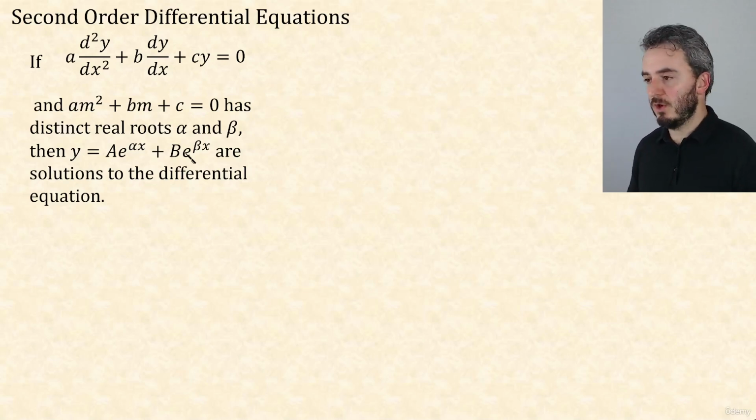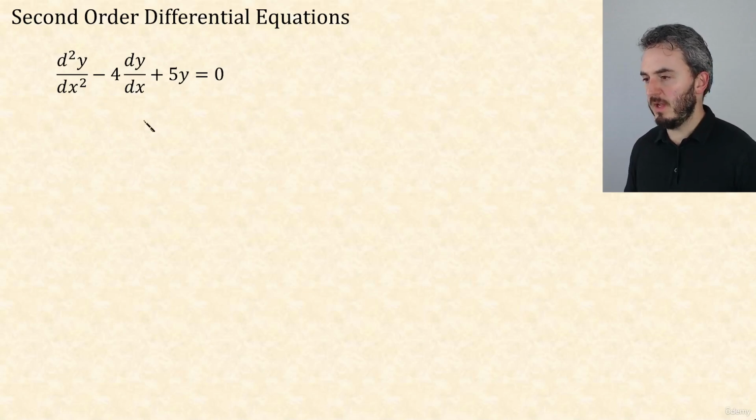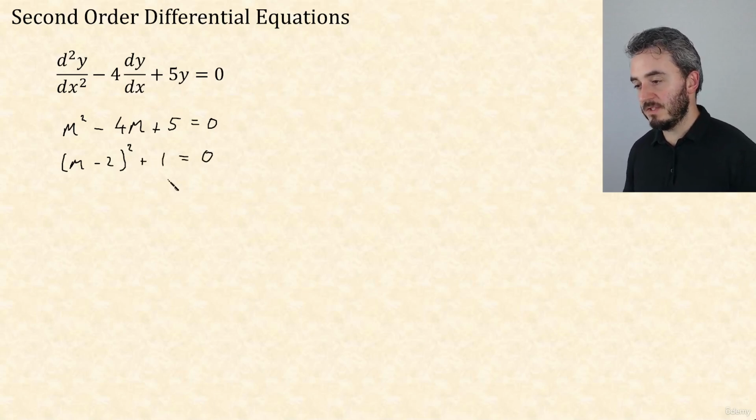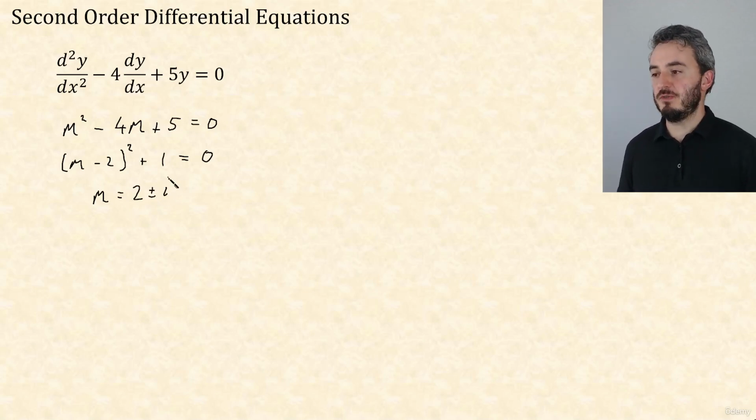So what could possibly go wrong? Well, if we have something like this and we form the auxiliary equation, we get m squared minus 4m plus 5 equals 0. Solve this however you like, maybe with a calculator, and this has imaginary roots, complex roots. We're going to end up with m equals 2 plus or minus i. So what do we do when we have imaginary or complex roots to our auxiliary equation?